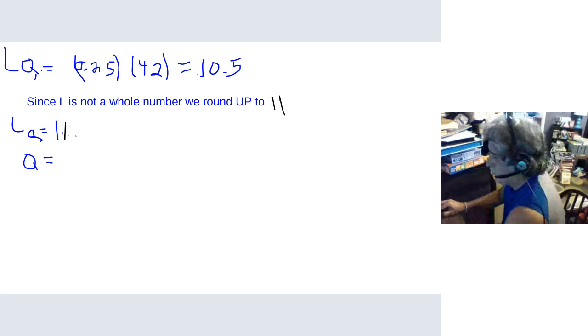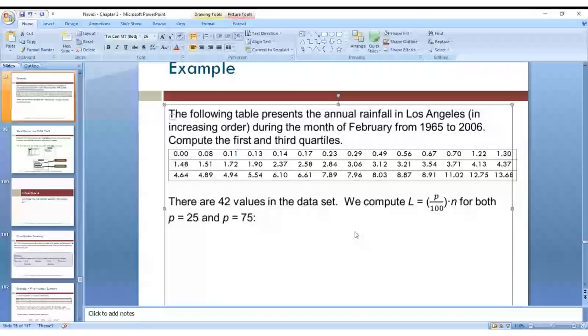So that means, let's go back over to that data. And so 11th spot, 0, 1, 2, 3, 4, 5, 6, 7, 8, 9, 10, 11. Wait a minute. 1, 2, 3, 4, 5, 6, 7, 8, 9, 10, 11. So 0.67. So you've got to count them right. And like I said, as soon as we finish this, I'm going to show you how to put this in the calculator and do it real quick.